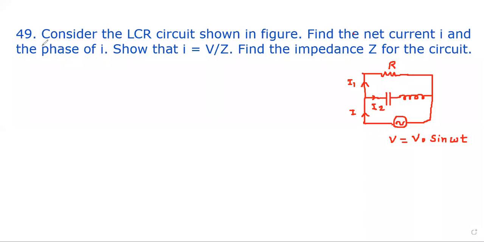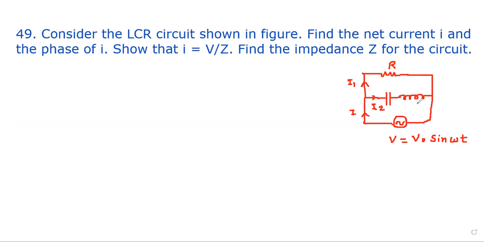IIT series, question number 49. Consider the LCR circuit shown in figure. Find the net current I and the phase of I. Show that I equal to V upon Z. Find the impedance Z for the circuit.